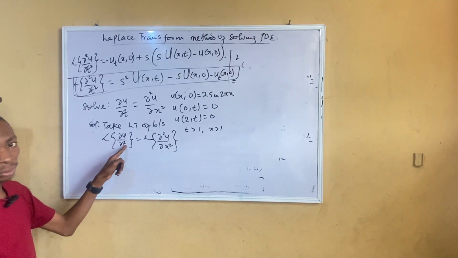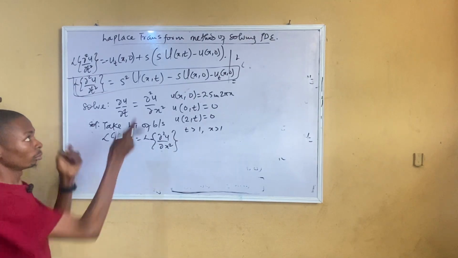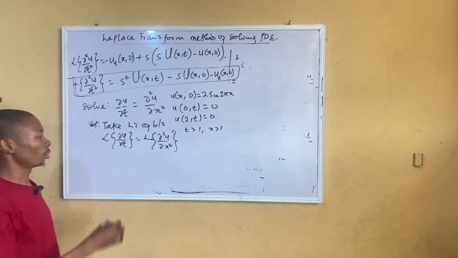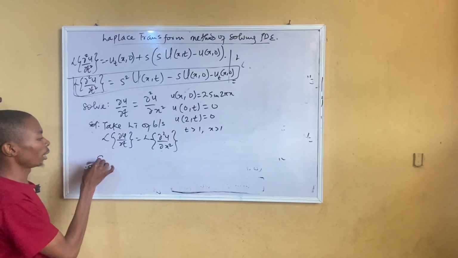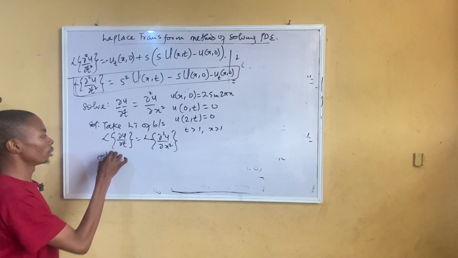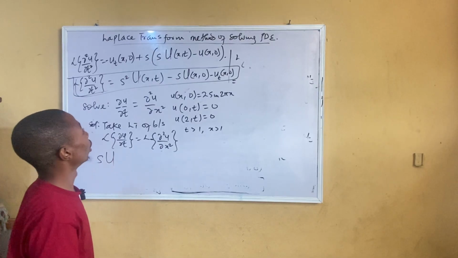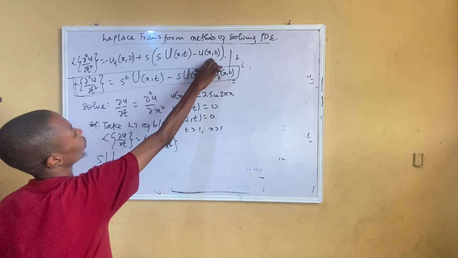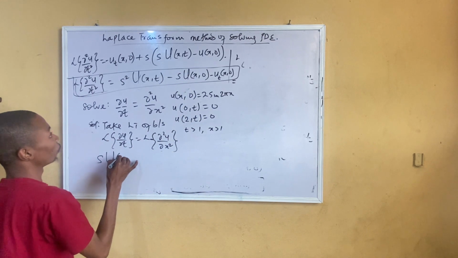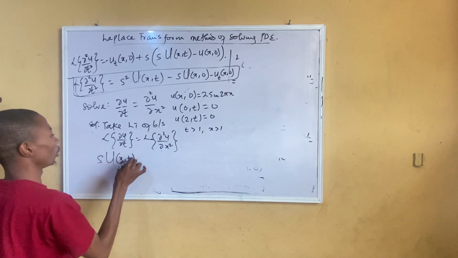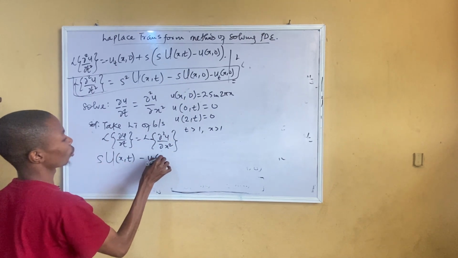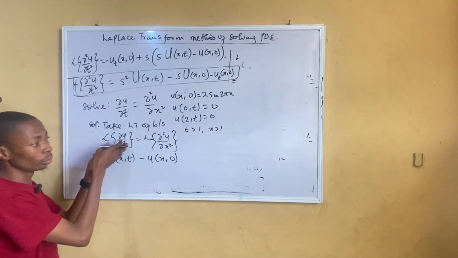Now what is the Laplace of du/dt? From what I just derived, the Laplace transform of du/dt is s U(x,t) minus u(x,0). That is the Laplace of du/dt.